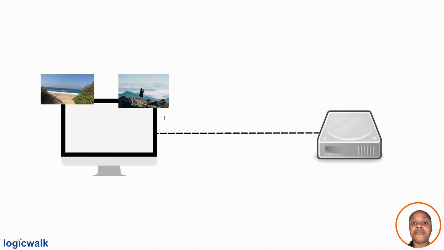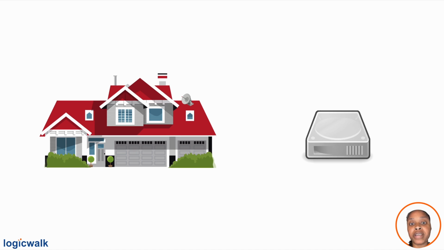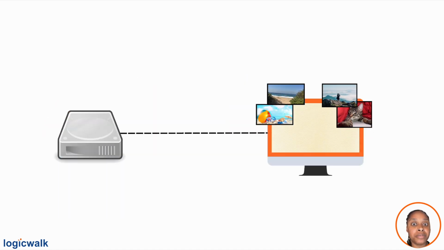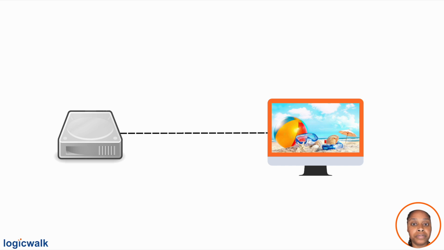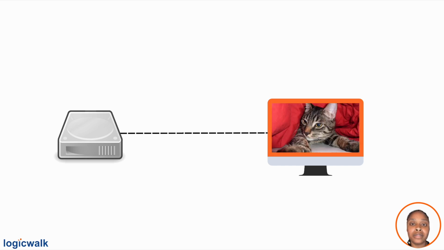First, you can save the photos on a portable hard drive, then bring the hard drive to your friend's house. And finally, connect the hard drive to your friend's computer and transfer the photos. If your friend lives close by, this approach, while not ideal, could work.